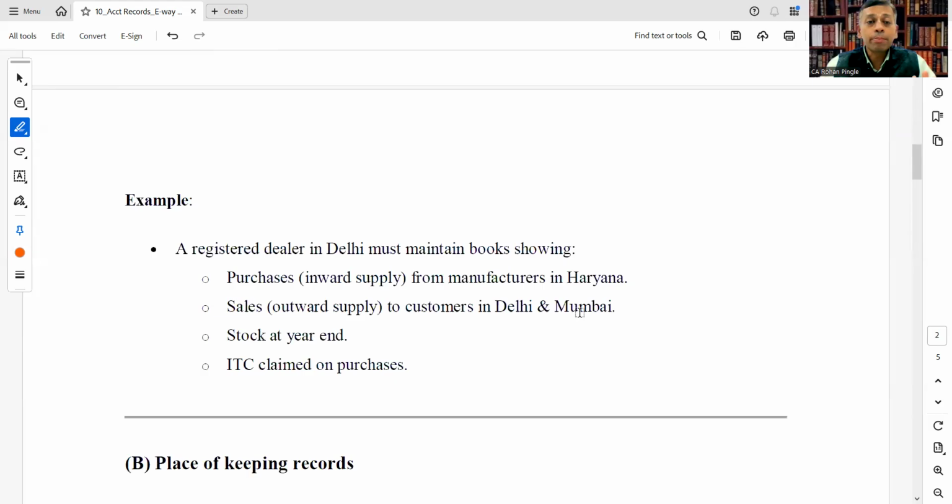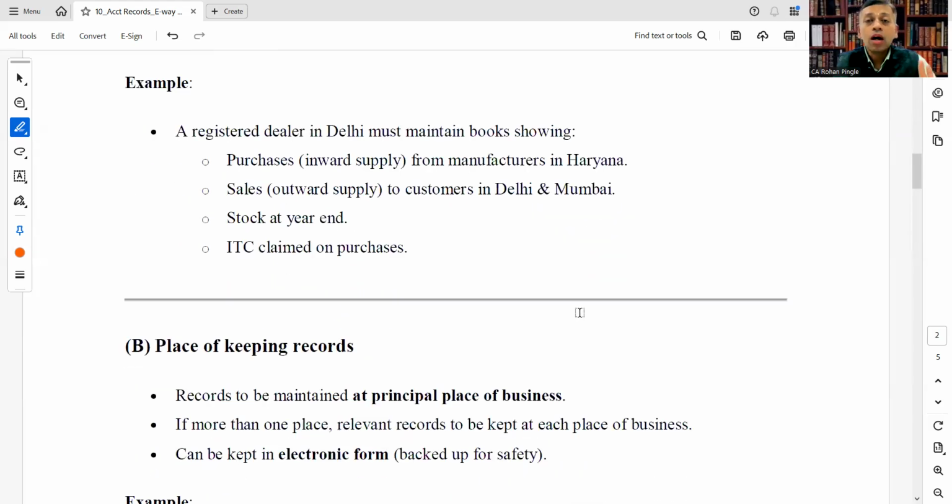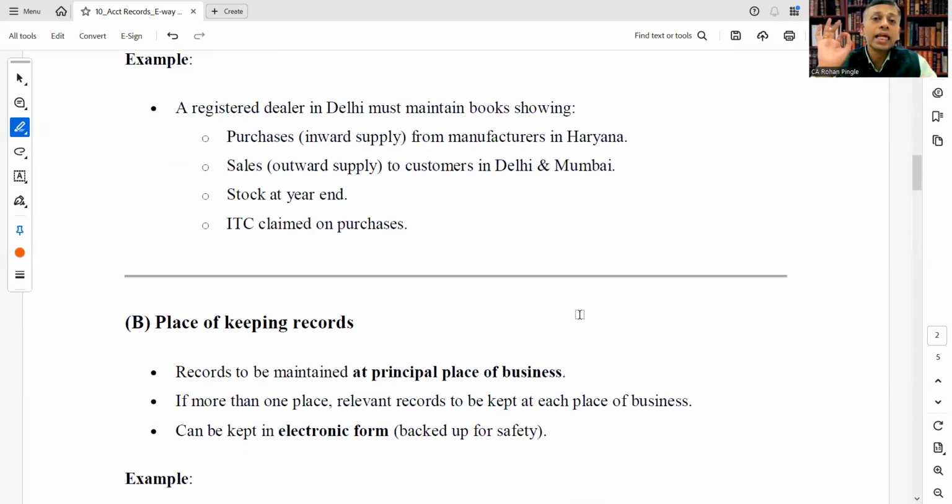So let's see a practical example. A registered dealer in Delhi must maintain books showing purchases, that is inward supply from manufacturers in Haryana, sales, that is outward supply to customers in Delhi and Mumbai, stock at year end, and ITC claimed on purchases. This is a practical example for your better understanding.